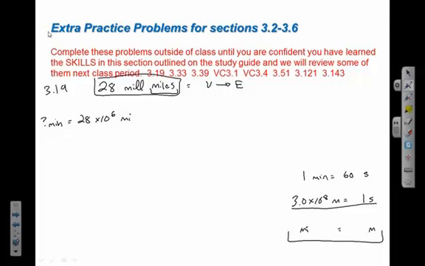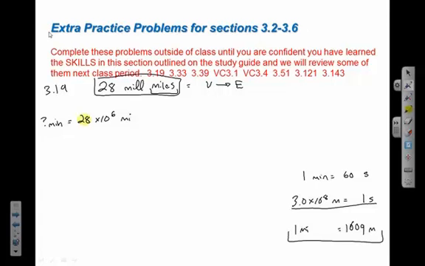Does anyone know that? Does anyone want to Google it real quick? 1,609. Thank you. Okay, well I'm already limited to 2 sig figs here, so there's no need for me to get too crazy with extra sig figs there, but I do appreciate that.